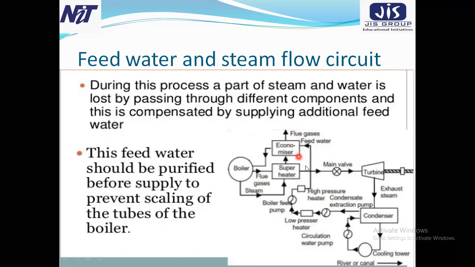The flue gases are coming, look here, from the boiler to the steam turbine, then feed water is coming to the boiler pump, then low pressure heater, circulating water pump, and the cooling tower. This is the part. Okay, so the additional part is there. This feed water should be purified before supplying to the boiler to prevent scaling of the tubes.